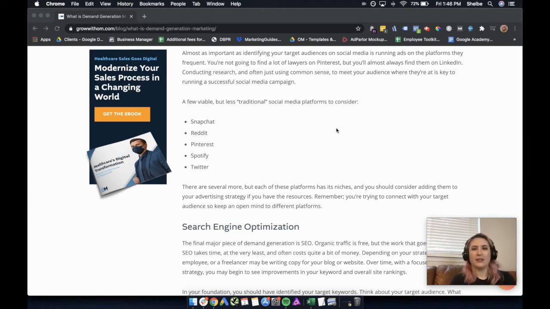So yeah, conducting research, just using your common sense sometimes, and testing, just figuring out where to meet your audience, where they're at. That is key to running a successful social media campaign.